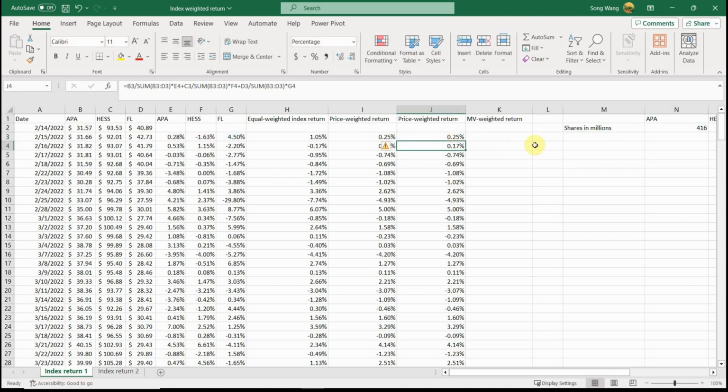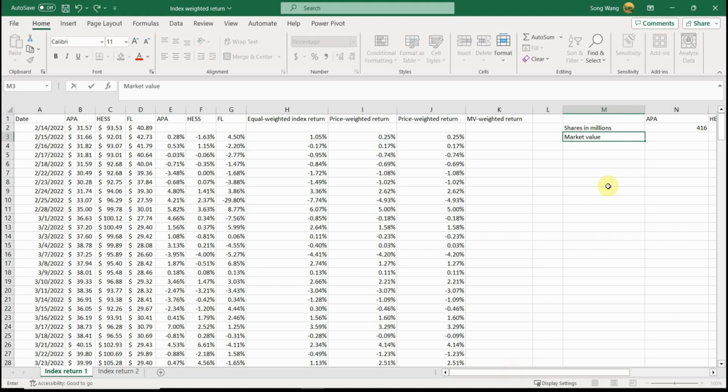The next one is the market-weighted return, and this one is a little bit more tedious. You're going to calculate the market value for all three stocks. The market value is based on the stock prices and the shares outstanding. So let me write this up. Market value is price per share times number of shares outstanding.